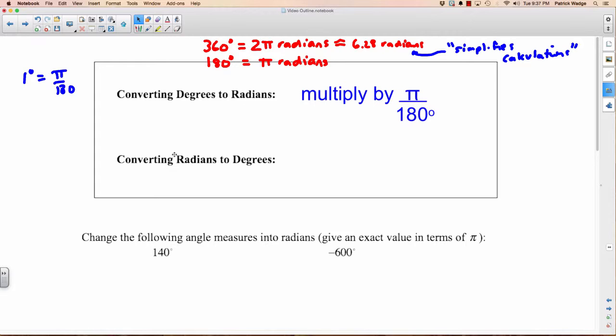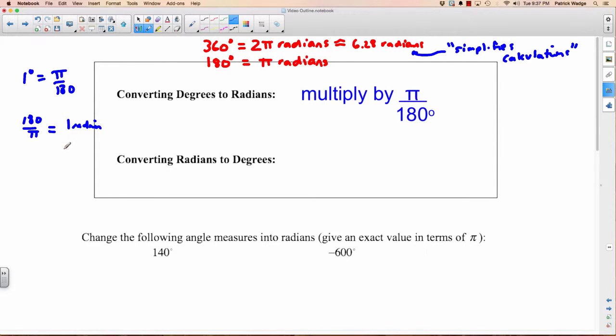by pi over 180. Similarly, what if you wanted to know how many degrees 1 radian is? Well, what you'd have to do is divide both sides by pi. Dividing pi by pi just gives you 1 radian. Dividing 180 by pi gives you 180 over pi. So you'd have 180 over pi equals 1 radian.